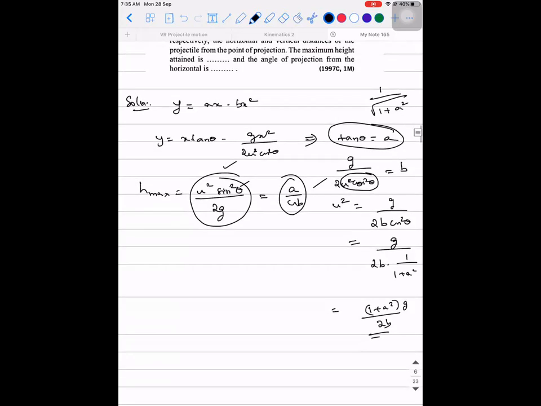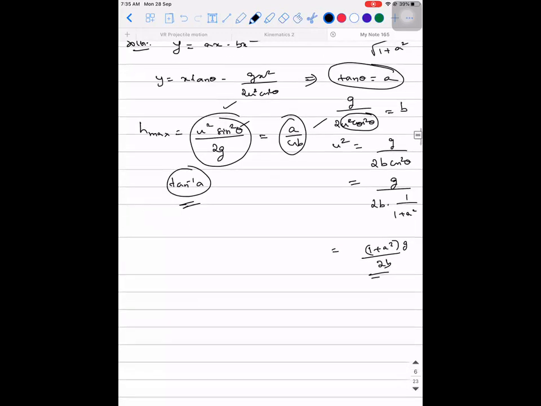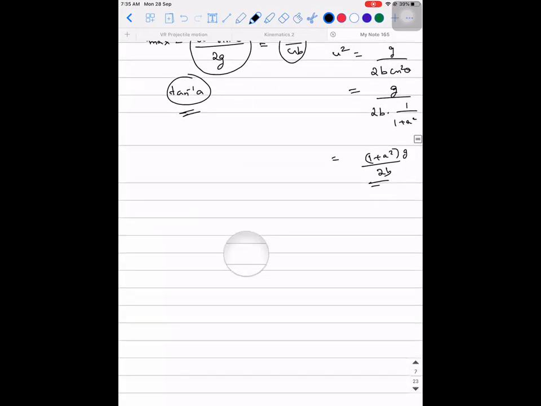Angle of projection from the horizontal, that's very simple. That is tan inverse of a. Because tan theta is equal to a, tan inverse of a will be the required angle of projection. Okay. Now we'll do the next problem.